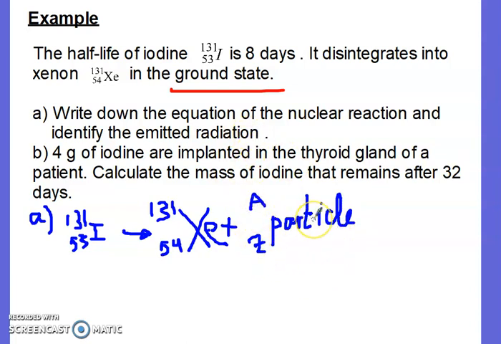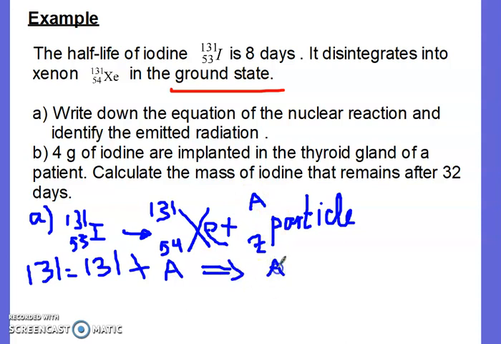Now we want to identify this particle, meaning we want to know A and Z for this particle. If we apply Soddy's laws, or conservation of mass number and atomic number, look here, 131 equals 131 here in the daughter plus A, right? Plus A implies A equals 0. You agree?